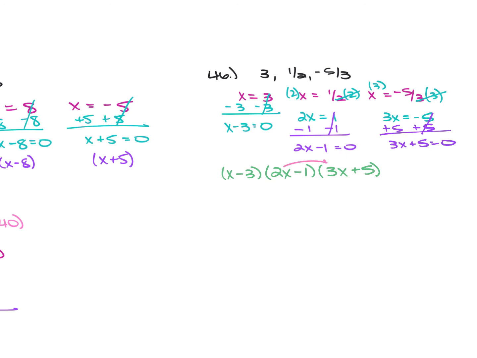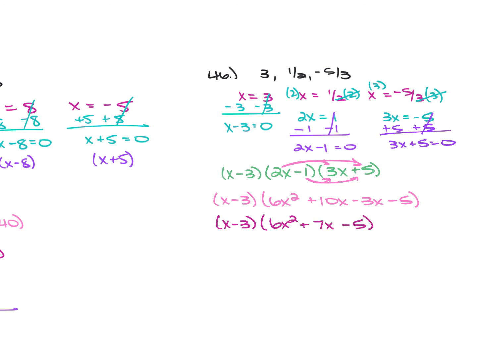So the 2x times 3x is going to give us 6x squared. Then 2x times 5 is 10x. Negative 1 times 3x is negative 3x. And negative 1 times 5 is negative 5. Combine your like terms, and that gives you x minus 3 times 6x squared plus 7x minus 5. Now just distribute the x and then the negative 3 and combine like terms.